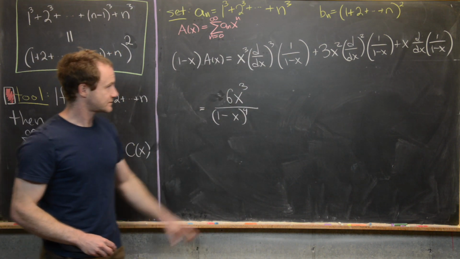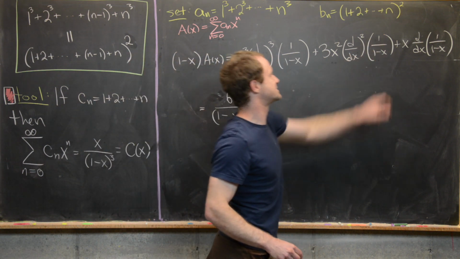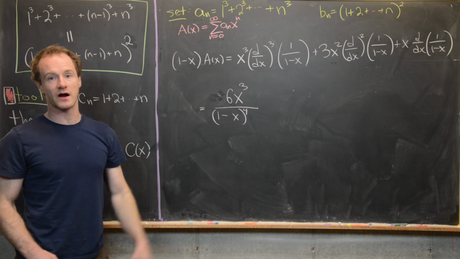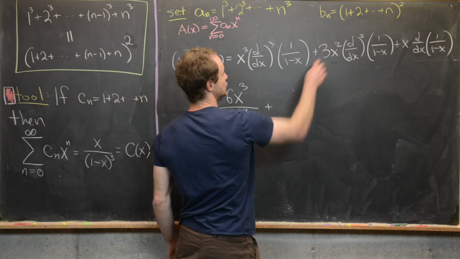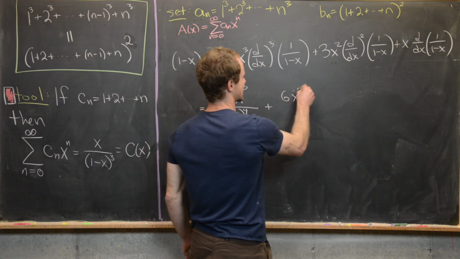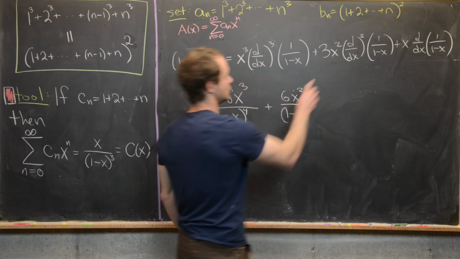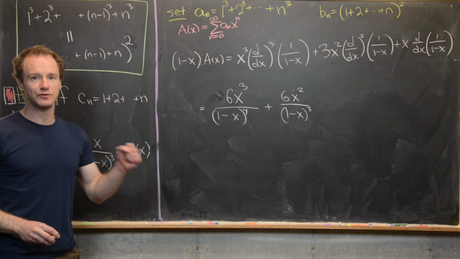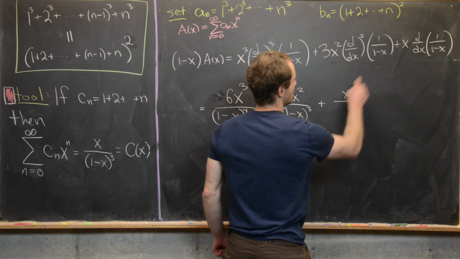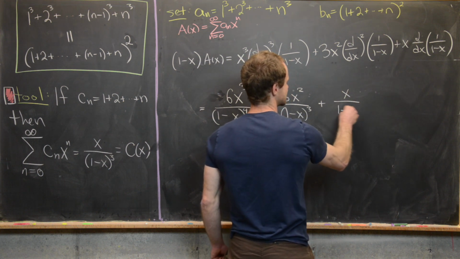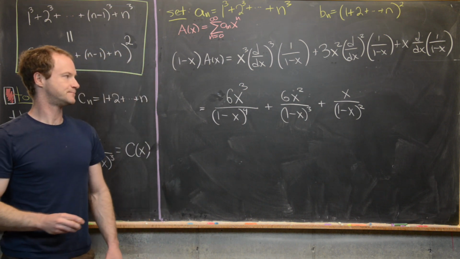Okay, good. Now we're going to do the same kind of thing over here. The first derivative, we'll just make this 1 over 1 minus x squared. The second derivative, we'll multiply it by 2. So that 2 will combine with that 3 to give us 6x squared over 1 minus x quantity cubed. Again, we raise that exponent by 2 because there's 2 derivatives. And then similarly over here, the derivative of 1 over 1 minus x is 1 over 1 minus x squared. Multiplying by x, we get that.